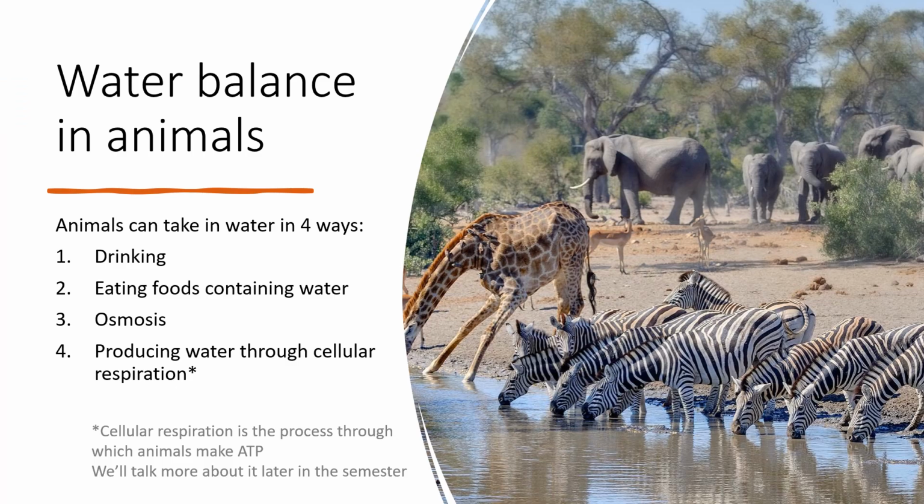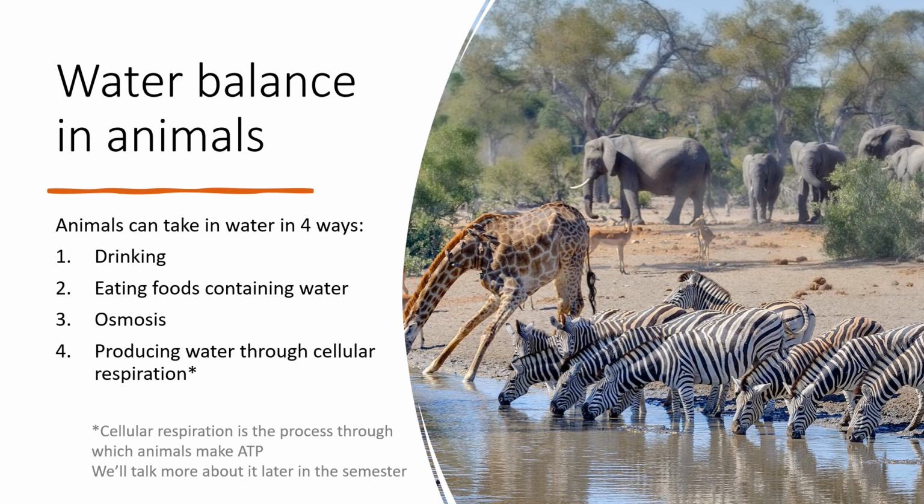Another important variable that many animals need to regulate is the water level in their bodies. Animals can increase the water in their bodies in several different ways. Of course, they can do so by drinking or by eating foods that contain water. However, many can also take in water through osmosis. Amphibians are a good example. They can actually take in water through their skin.